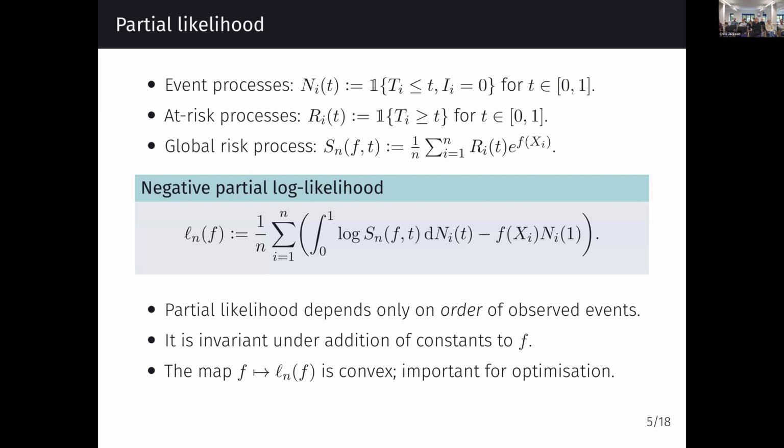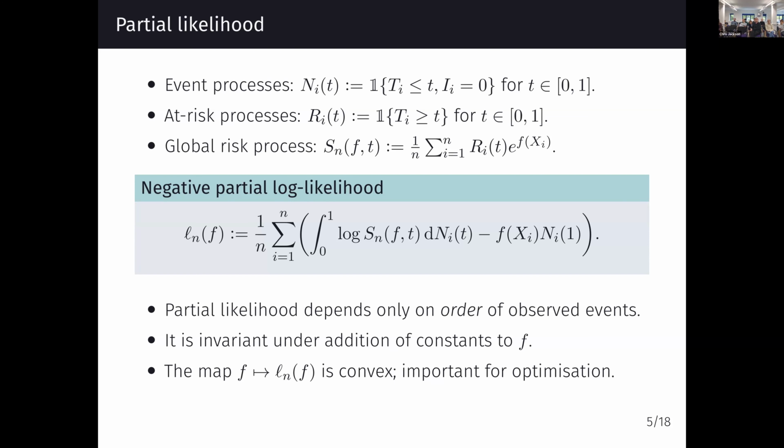So we write down a few of these stochastic processes. The event process ni of t: this is 0 until person I experiences a true cardiovascular event, and then it's 1. This Ri of t is the at-risk process. This tells you whether or not individual I is still in the study. So this is 1 until they either get censored or they have an event.